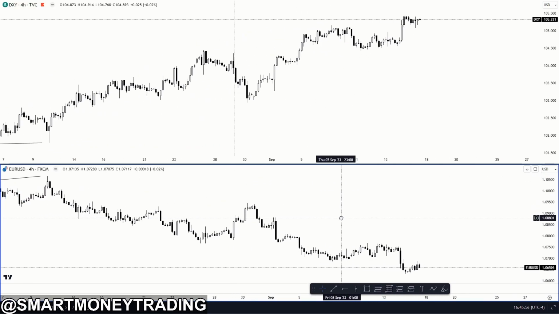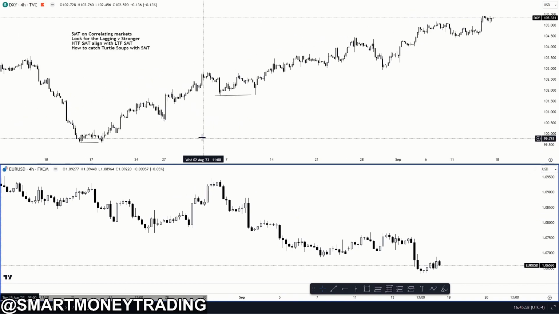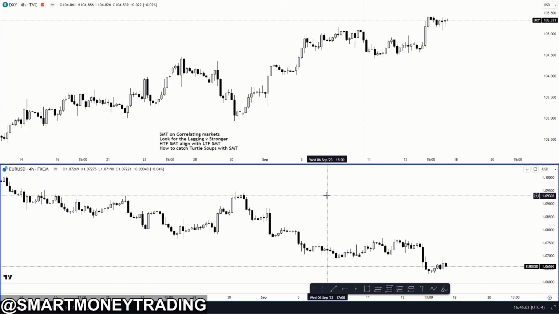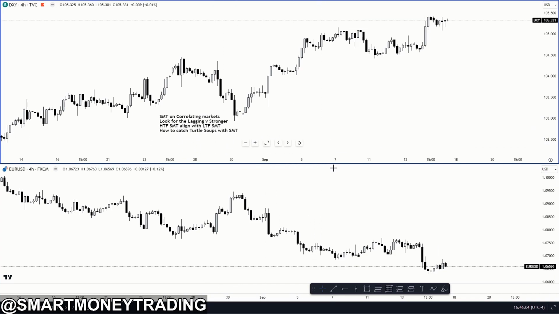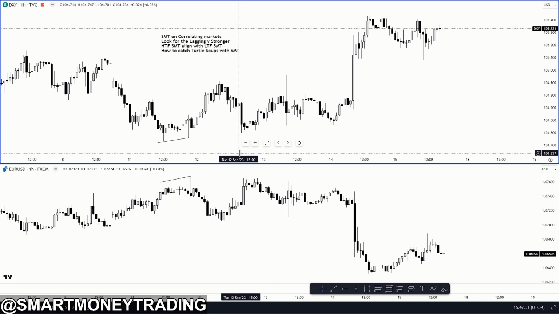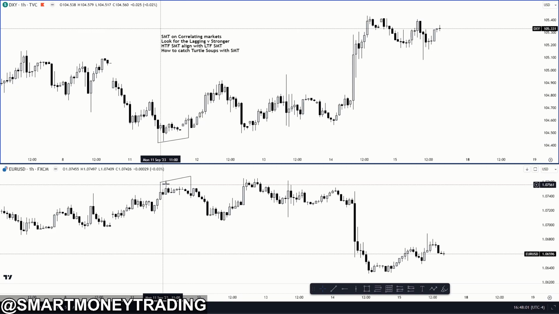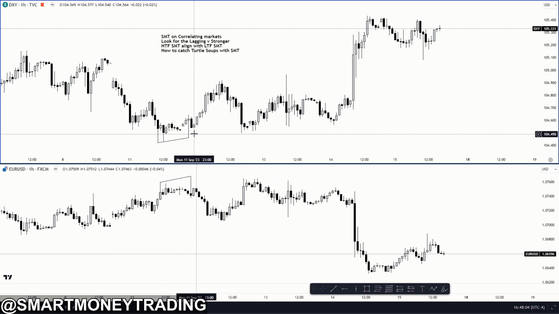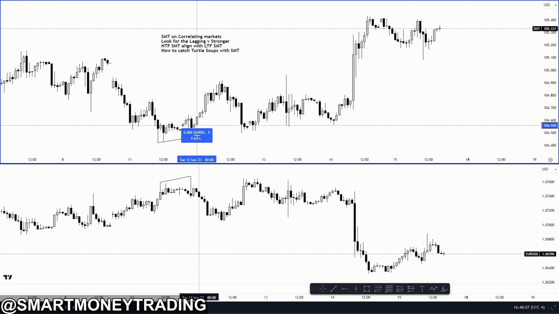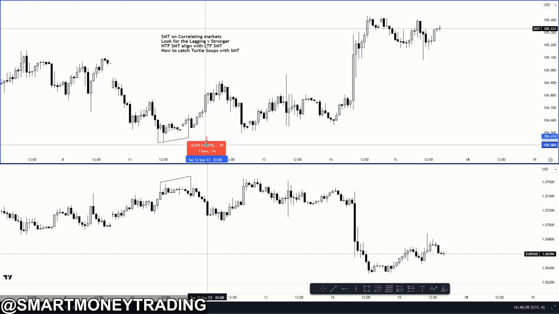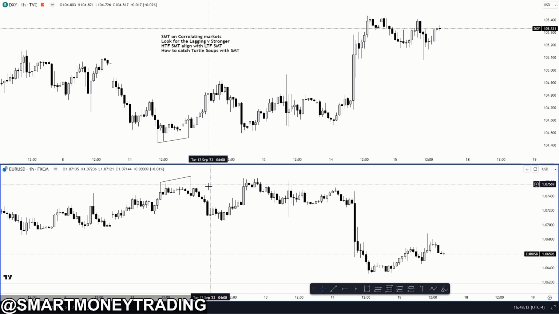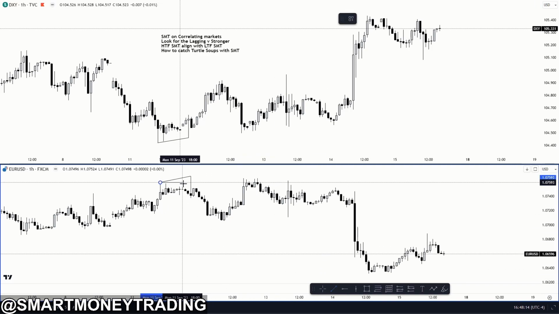Again, you can find multiple SMT divergences here. I do prefer, again, higher time frame SMT alignment with a lower time frame one. That can provide a lot more context for your SMT divergence trades. So right here, this would be your SMT divergence. This is an SMT divergence with dollar and Euro. Again, dollar created a higher low, this one created a higher high, and that would be an SMT divergence. Why? Because the dollar should have created a lower low in order for us to validate that higher high being created on Euro USD. This could have been your turtle soup entry.